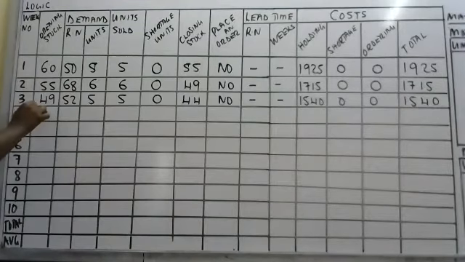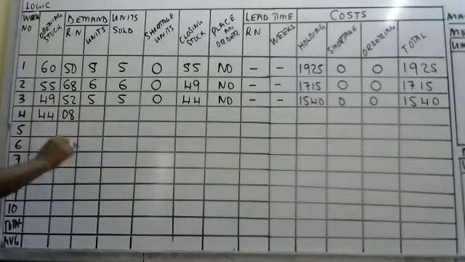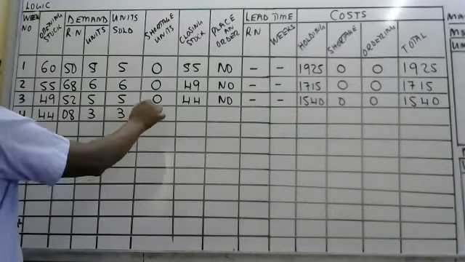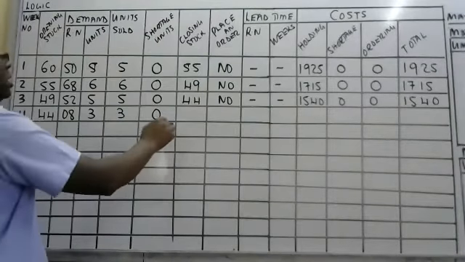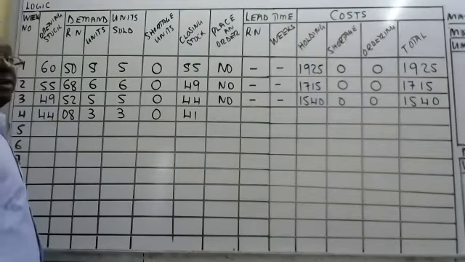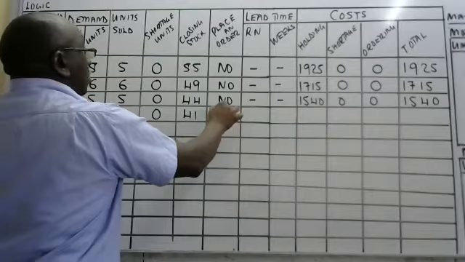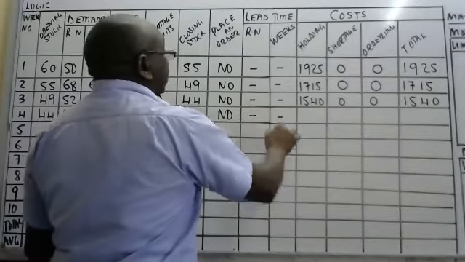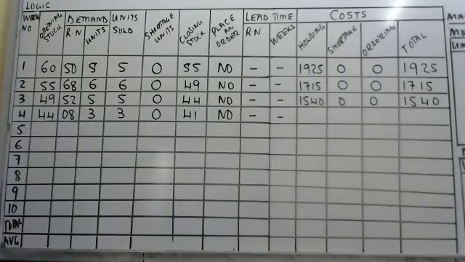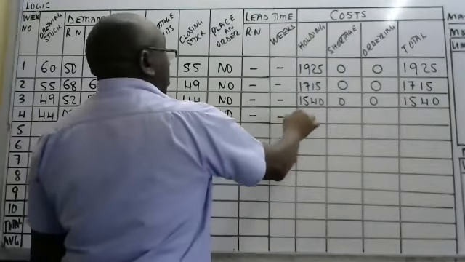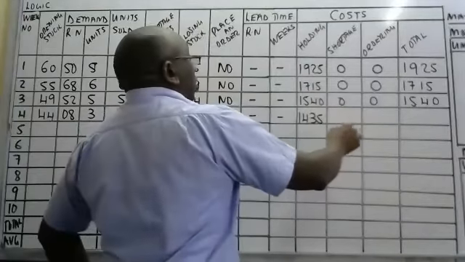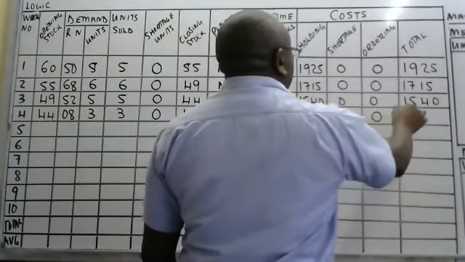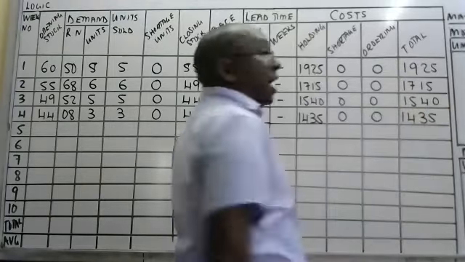We open with what? 44. Next random number? 08. How many units are those? 3 units. So we sell how many? 3. Shortage is 0. Closing stock 41. Place an order? No. So nothing in the lead time. So the holding costs 14.35. Shortage 0, ordering 0. So total is 14.35.